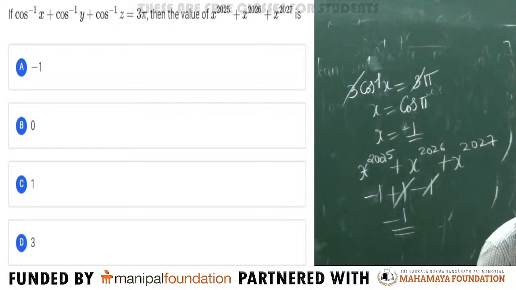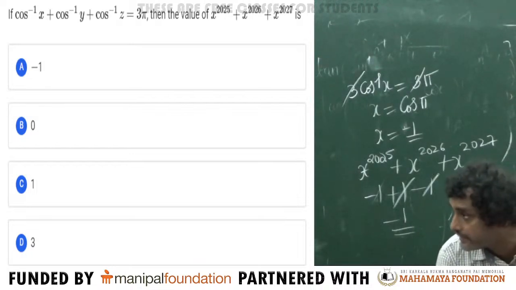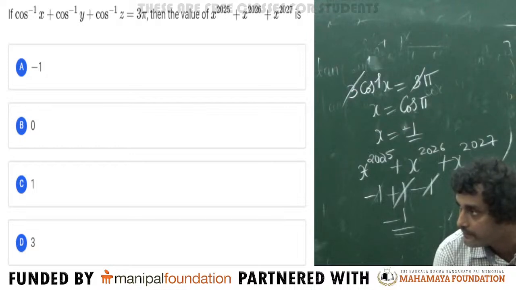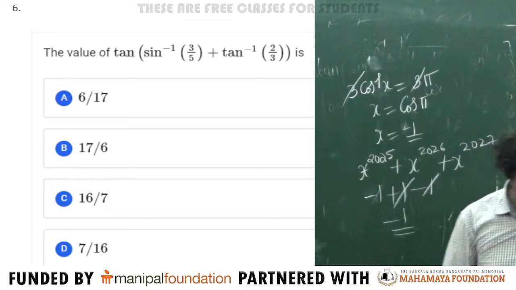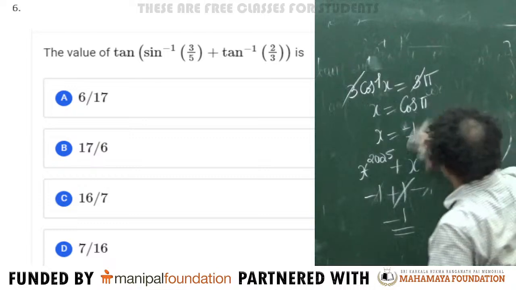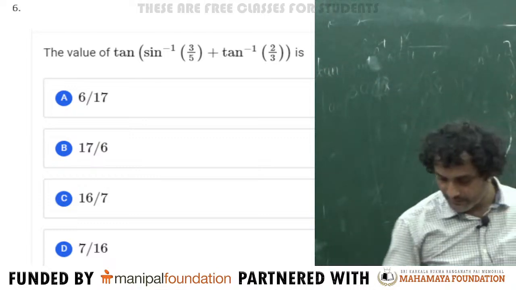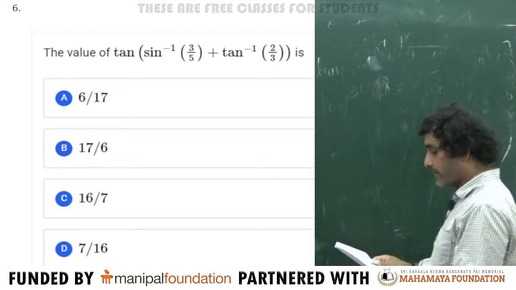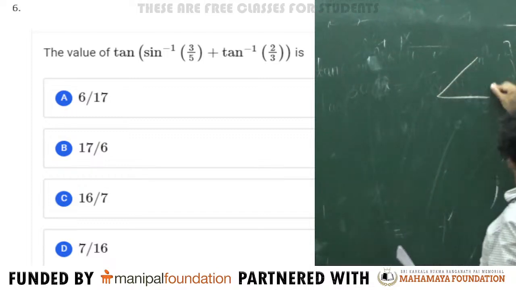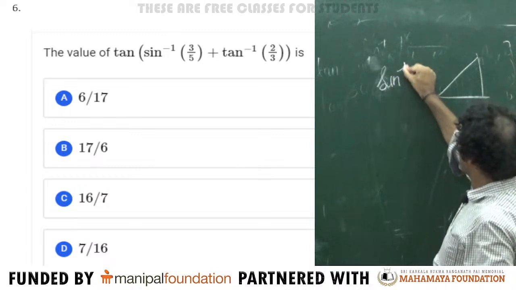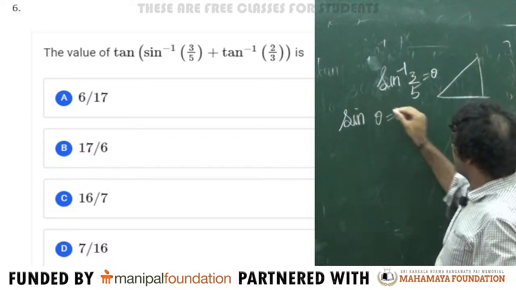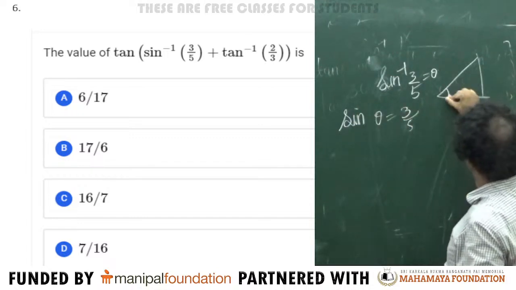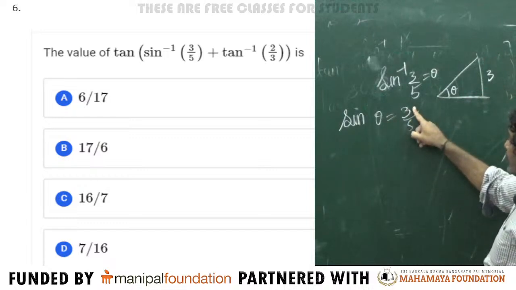We'll go to the next one. That should be an easy one. Yeah, this is a direct one, right? Sine inverse 3 by 5 is the problem. Who is sine inverse? You take it like this, I'll solve it for you. Sine inverse 3 by 5 equal to theta. So who is sine theta? 3 divided by 5. Take this as theta. Sine theta is opposite by hypotenuse.